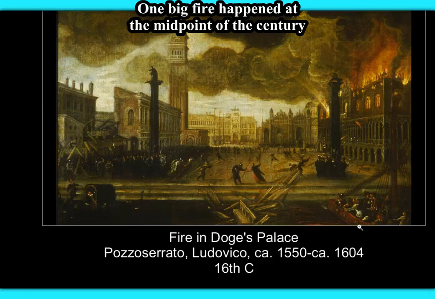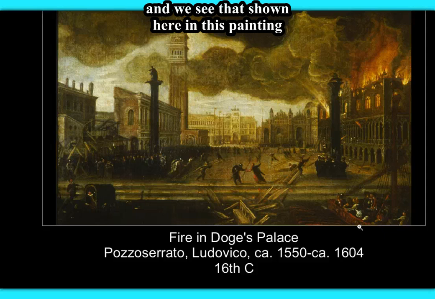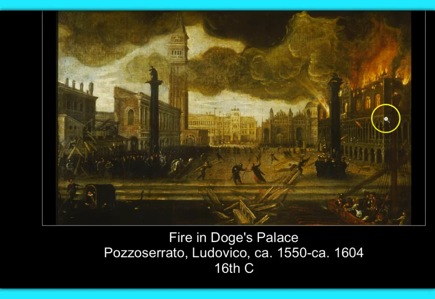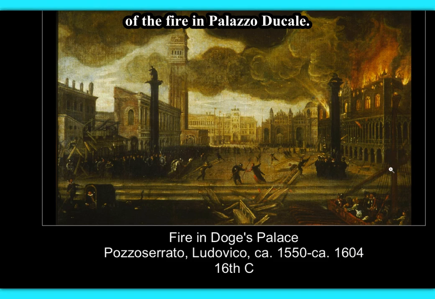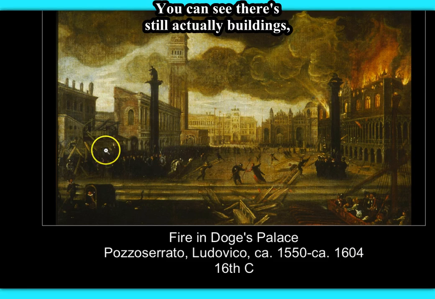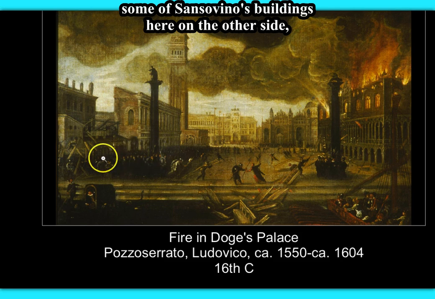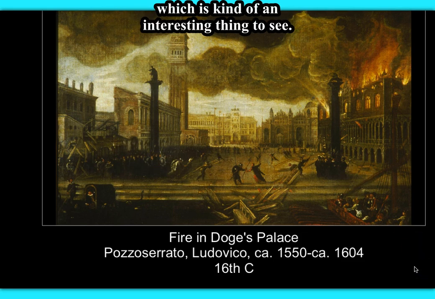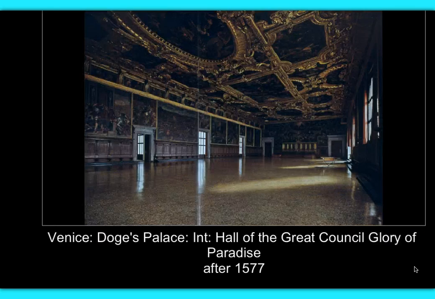One big fire happened at the midpoint of the century, and we see that shown here in this painting of the fire in Palazzo Ducale. You can see they're still actually building some of Sansovino's buildings here on the other side, which is kind of an interesting thing to see.